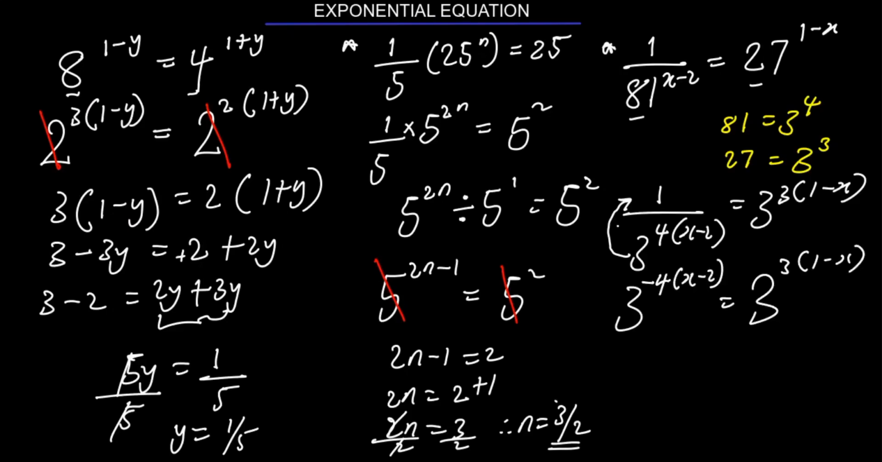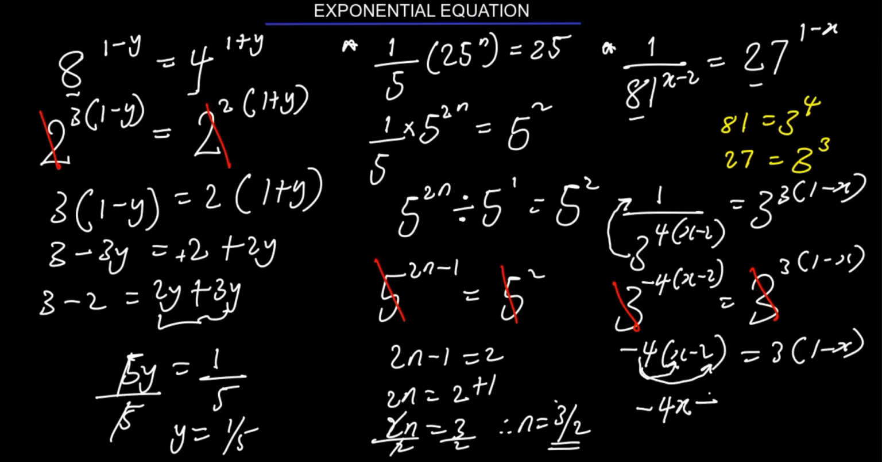So what will I do from here? Since the bases are the same, I will equate the powers. I'll cancel it out, so I'll be having minus 4 times x minus 2 equal 3 times 1 minus x. So we are going to open this bracket. So this is what you will do. Minus 4 will multiply this, and this same minus 4 will multiply this. So minus 4 times x will give me minus 4x. Minus 4 times minus 2 will give me plus 8. Remember, minus times minus is plus.